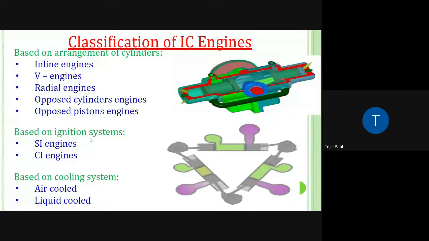Next one is based on the ignition system. Okay. Now we have seen 2 types of ignition. First one by using the spark plug. Second one is by using the compression. Okay. That means in a diesel engine.